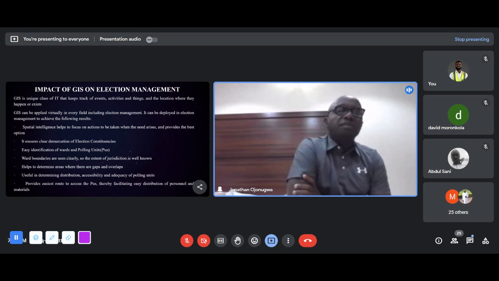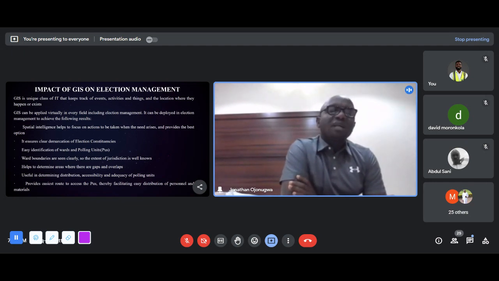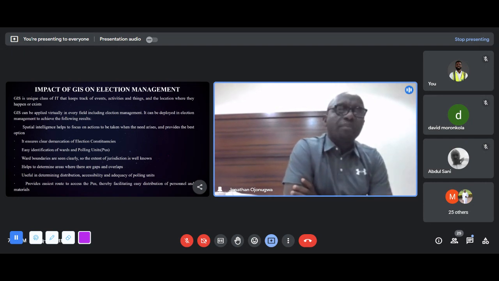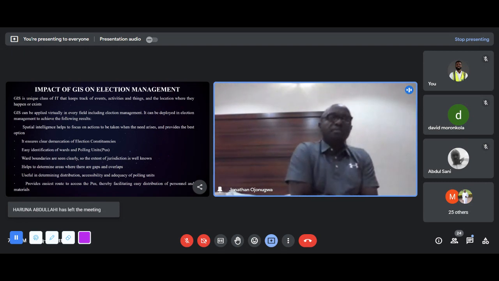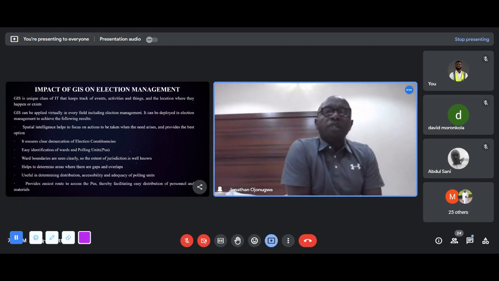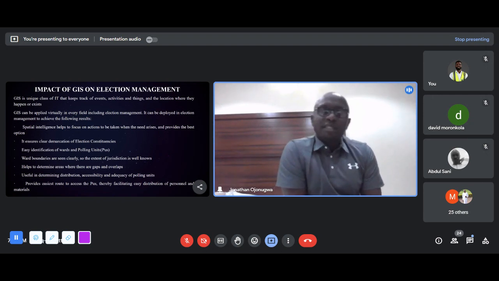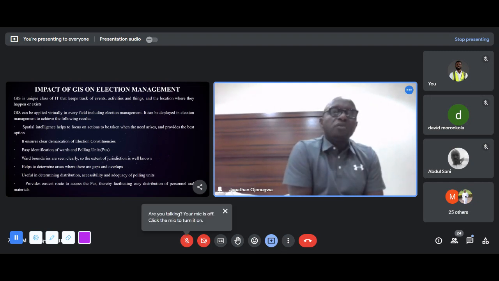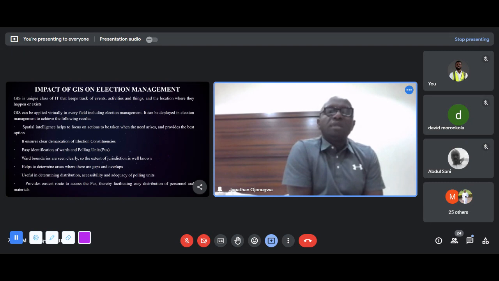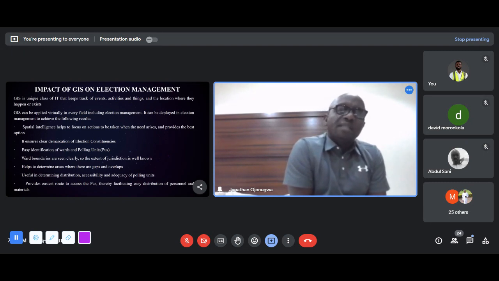Now, impact of GIS on election management. GIS is a unique class of IT that keeps track of events, activities, and things, and the location where they happen. GIS can be applied virtually in every field, including election management. It can be deployed in election management to achieve the following results. Spatial intelligence to help focus on action to be taken when the need arises and provide the best option. Somebody moving from Asaba to somewhere like Burutu, Niger Delta area, you need to plan your point A to point B. It gives you the opportunity to focus on actions to enable you adopt the shortest distance to your location.